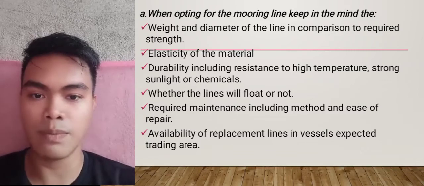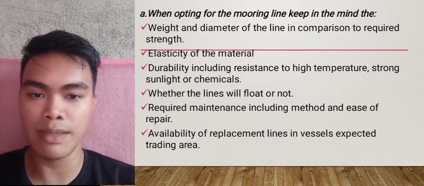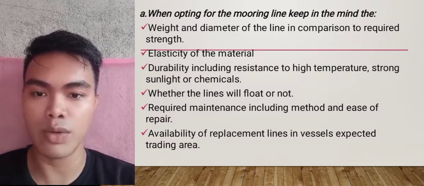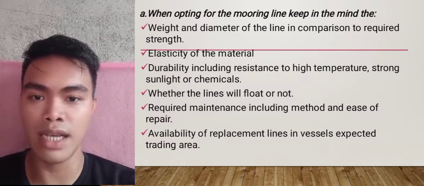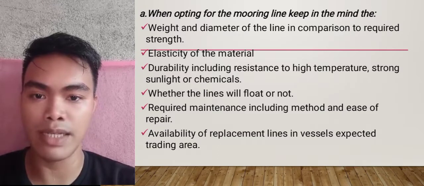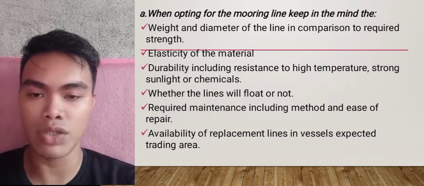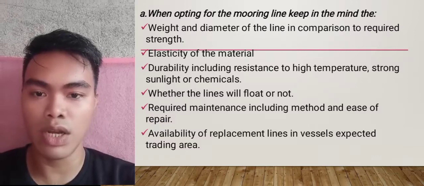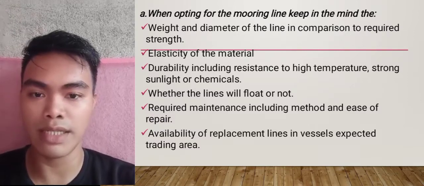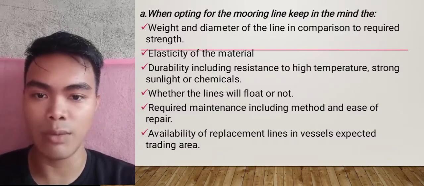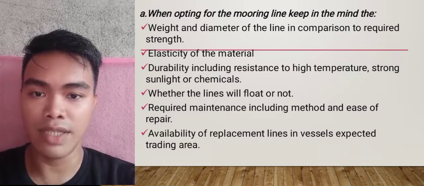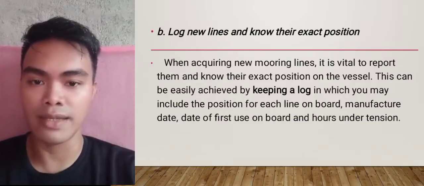When opting for a mooring line, keep in mind the width and diameter of the line in comparison to required strength, elasticity of material, durability including resistance to high temperature, strong sunlight or chemicals, whether the lines will float or not, required maintenance including method and ease of repair, and availability of replacement lines in the vessel's expected trading area.